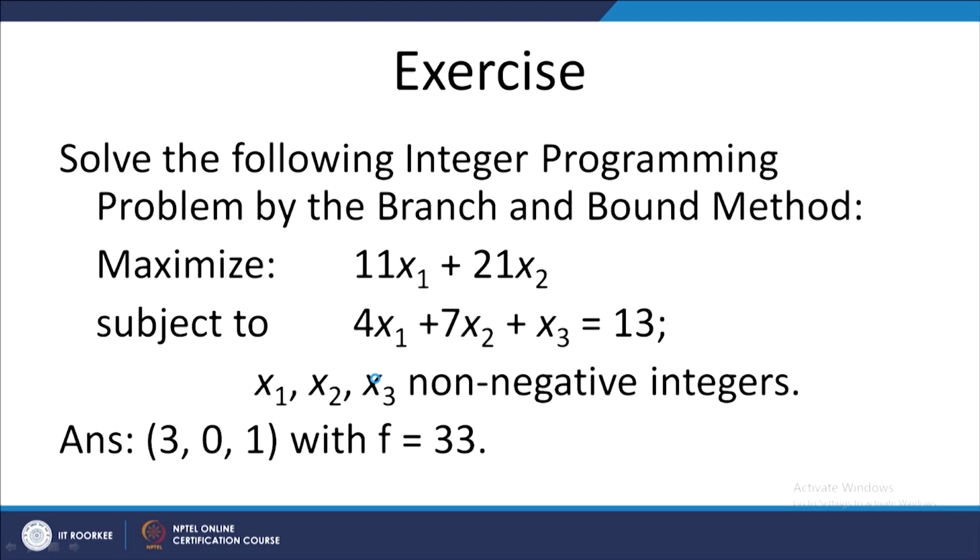This is an exercise for you to try out, to check whether you have understood the method or not. Solve the following integer linear programming problem by the branch and bound method, and also repeat with Gomory's cutting plane method. Maximize 11 x1 plus 21 x2 subject to 4 x1 plus 7 x2 plus x3 is equal to 13. All of x1, x2 and x3 should be non-negative integers. The answer to this problem is 3, 0, 1 with objective function value 33.